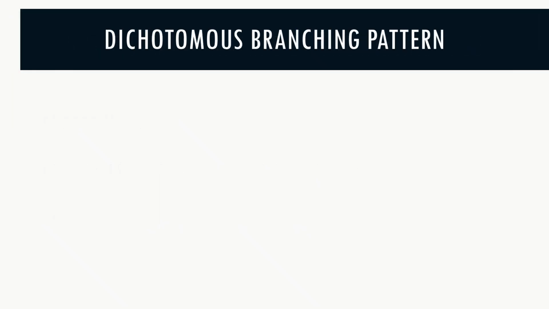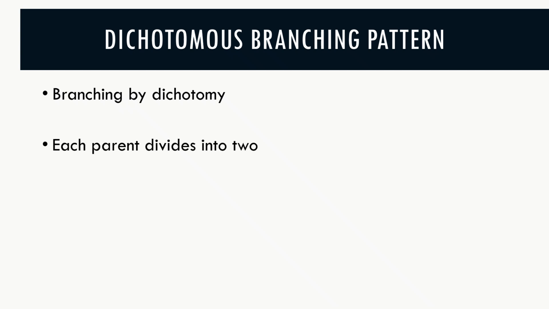The branching pattern of airway tree. Airway branching occurs by a dichotomous pattern in which each parent airway divides into two daughter branches. This process is repeated across successive generations.